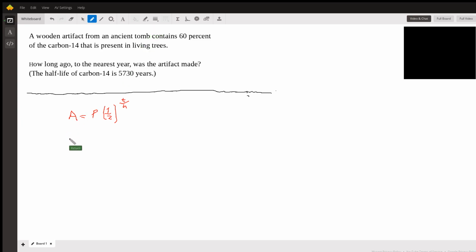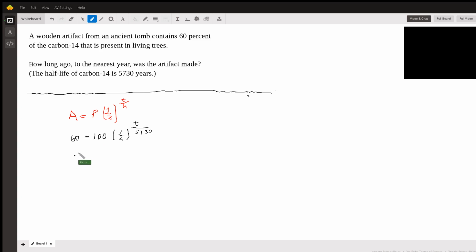So we can just pretend here, it doesn't matter what the amounts are, but we can just say 60% of what was left. So you can imagine that if we started with 100 grams of this stuff, we'd have 60 left. That's 60% of what we started with. And it doesn't matter what numbers you use here, because the first thing we're going to do is divide. So I'm going to do 5730 here, and now we'll just divide.